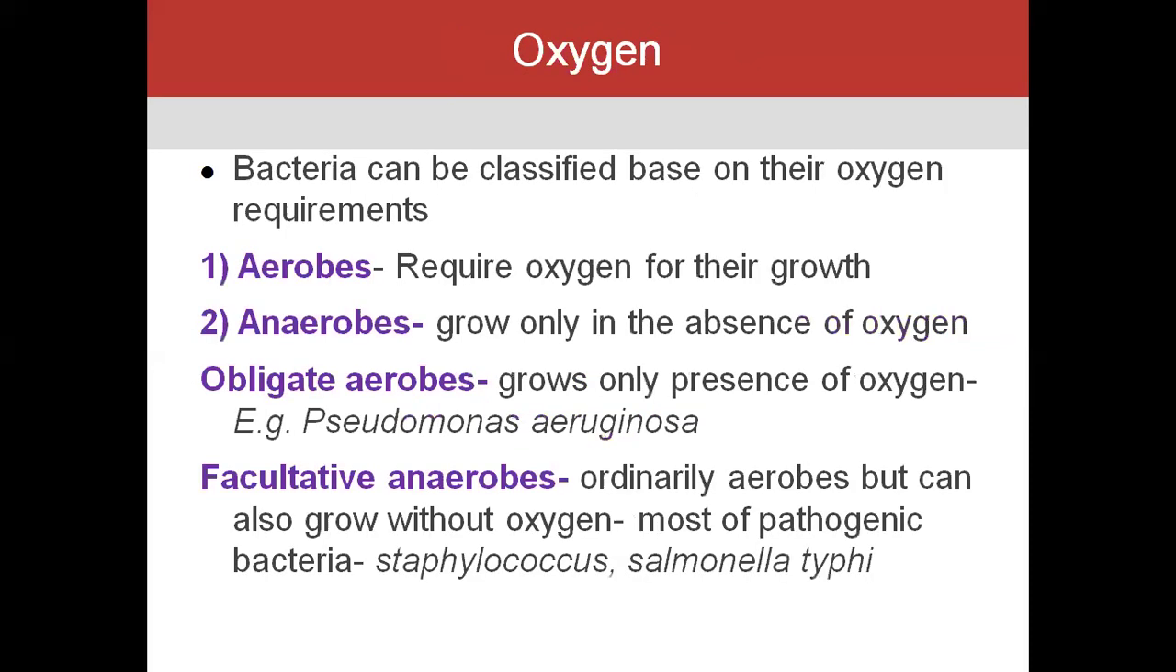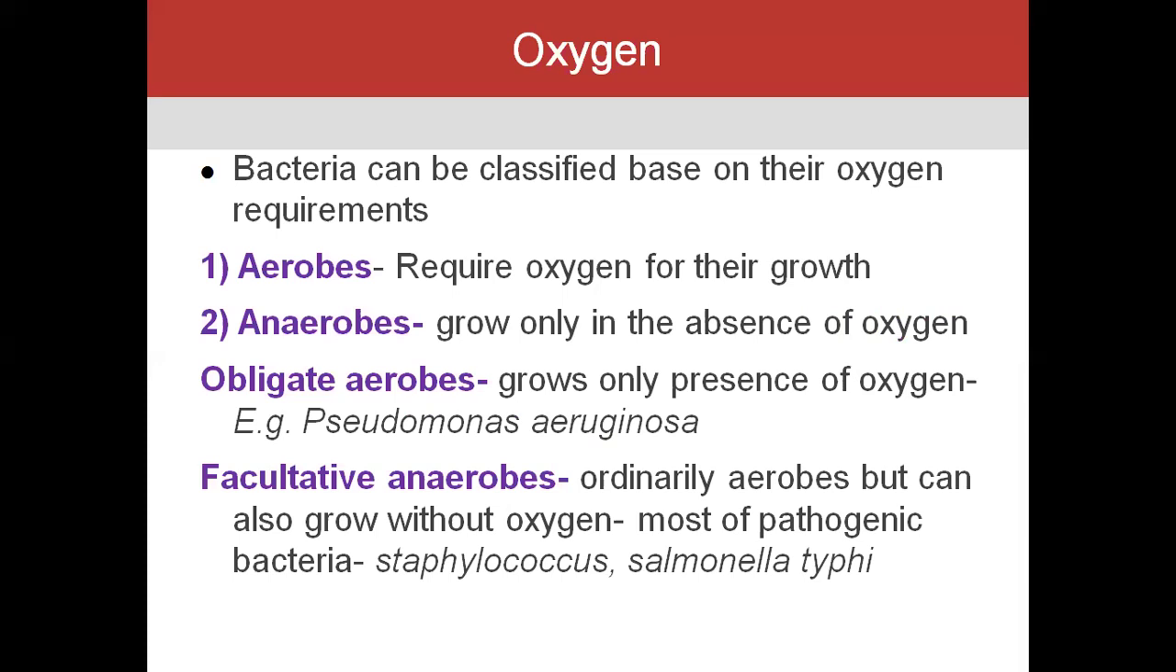Next, oxygen. Based upon the oxygen requirement, the bacteria are mainly classified into two types, aerobes and anaerobes. Aerobes require oxygen for their growth. Anaerobes grow in the absence of oxygen. Obligate aerobes means strict aerobes, which means strictly they grow in the presence of oxygen. Example, Pseudomonas aeruginosa is an obligate aerobe.